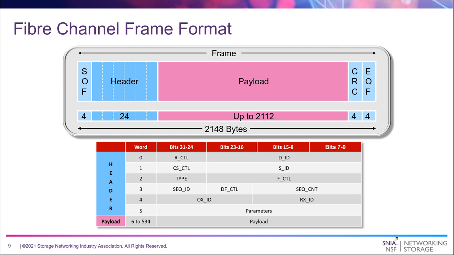The OXID and RXID are the exchange IDs. So the OXID from our side would be the host sending ID, and then the RXID would be the receiver exchange ID back to us.